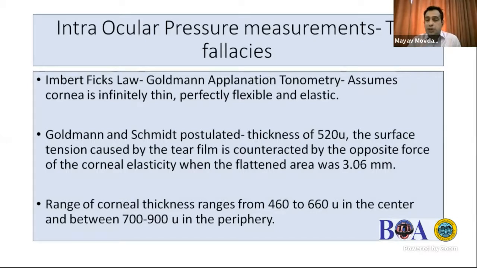Goldmann and Schmidt postulated that for a corneal thickness of 520 micron, all the forces of the cornea counteract each other when the applanating diameter is 3.06 millimeter. But we all know, again, there's tremendous variation in corneal thickness, all the way from 450 to 650, and even from center to periphery. So this does not necessarily hold true.